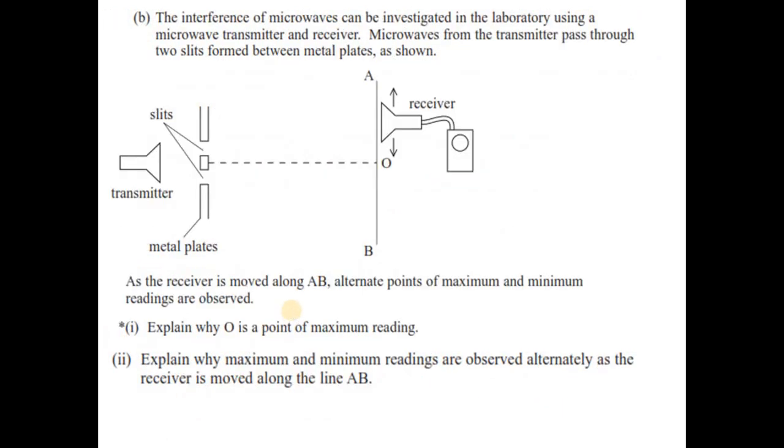B. The interference of microwaves can be investigated in the laboratory using a microwave transmitter and receiver. Microwaves from the transmitter pass through two slits. These are two slits and a transmitter, so two waves are coming out from this gap. That means diffraction is going on, and of course after diffraction we should have interference, and we could have maxima and minima.